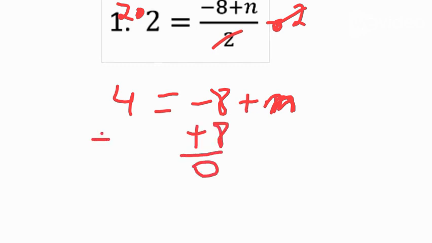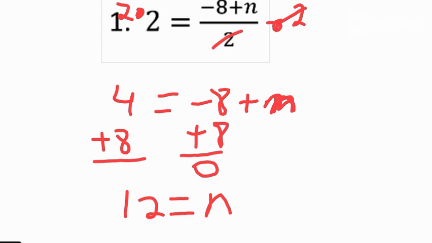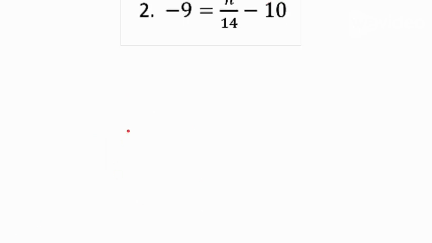And then to get rid of the 8, I add 8. Negative 8 plus 8 is 0. And I'll do it to the other side. Add 8. 4 plus 8 is 12, so we end up with 12 on the left-hand side. And then n is the only thing left on the right-hand side. So we are done with our first question.